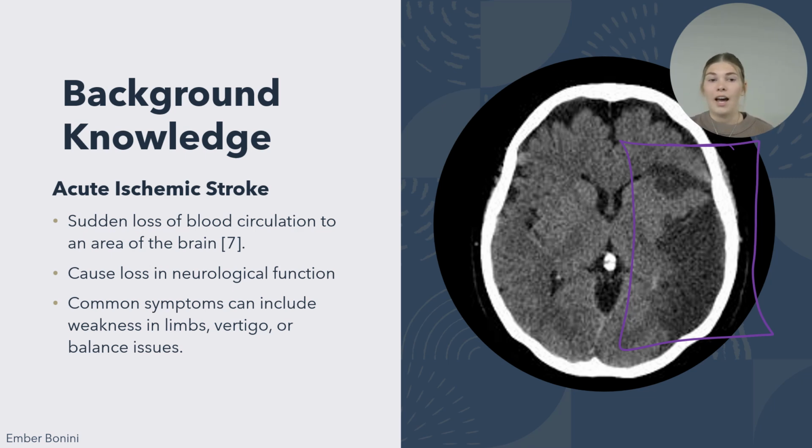When you're looking at an acute ischemic stroke, it can be found by looking at a computed tomography or CT scan, and this helps to see if there's a brain clot or blockage of blood and where it's found. Some of the things seen in individuals with ischemic stroke are a loss in neurological function. Common symptoms are weakness in your limbs, vertigo or balance issues, and issues with speaking or understanding words.